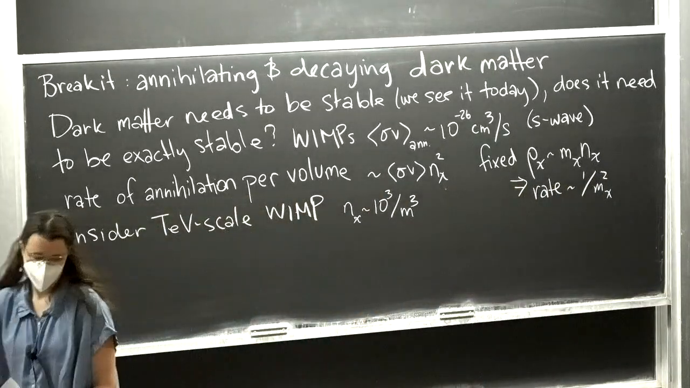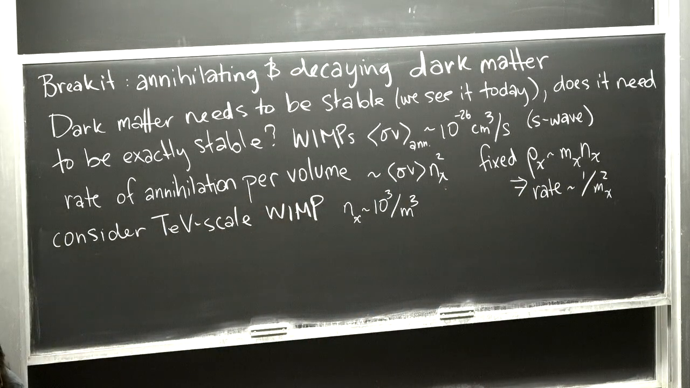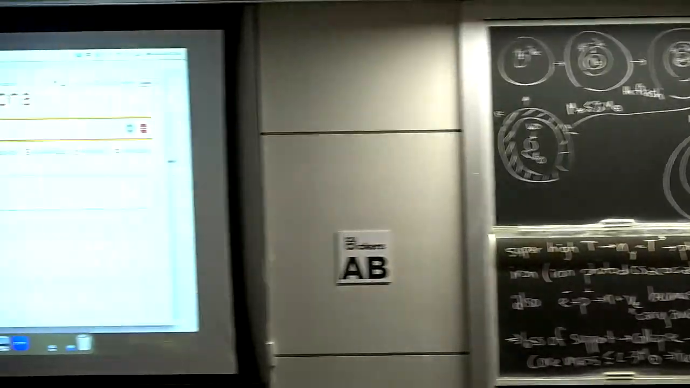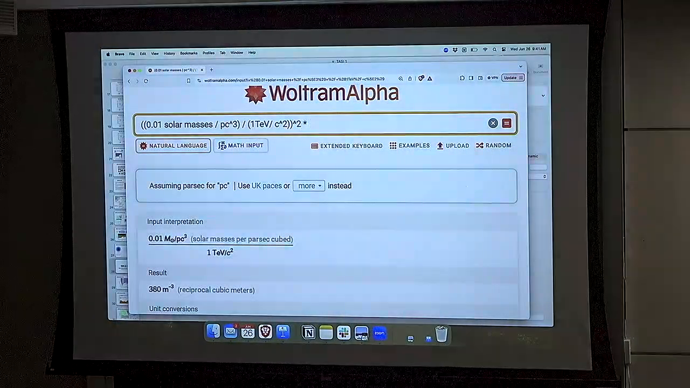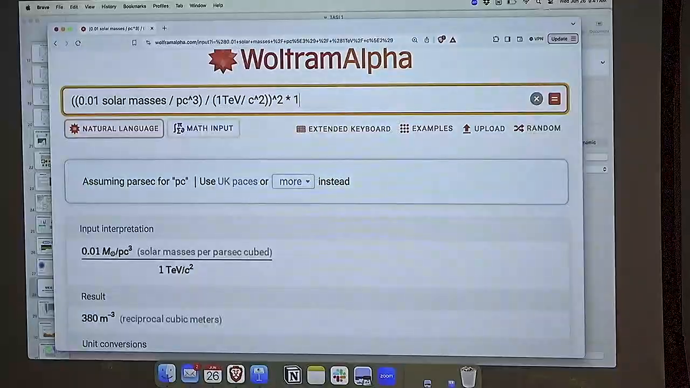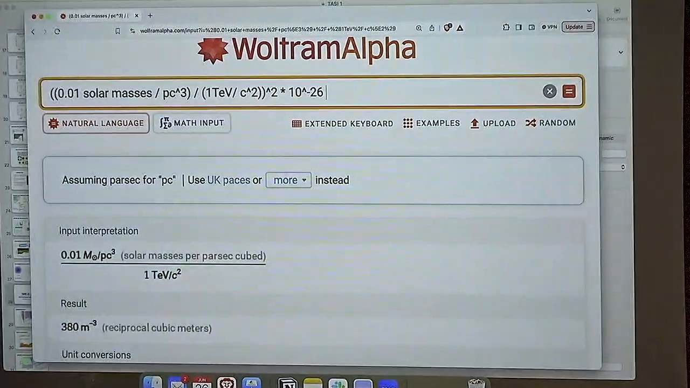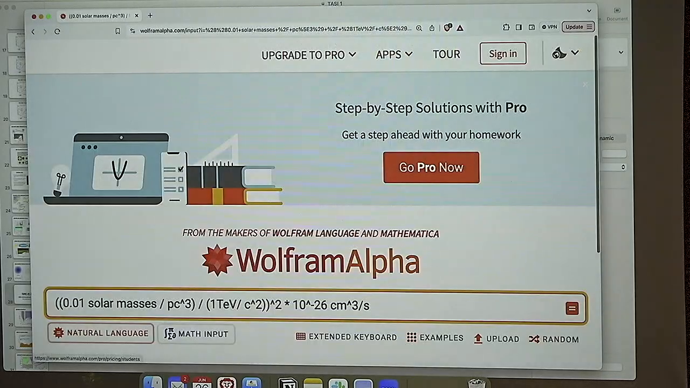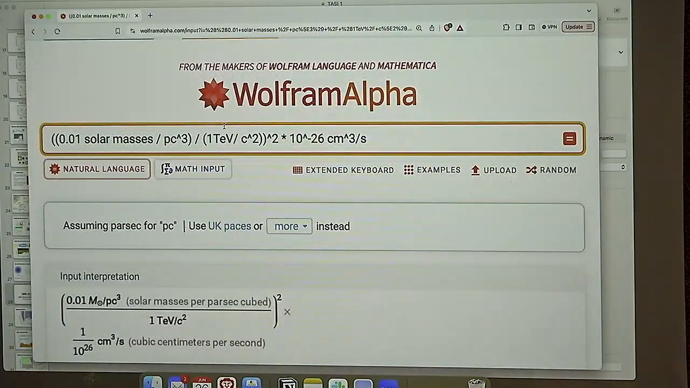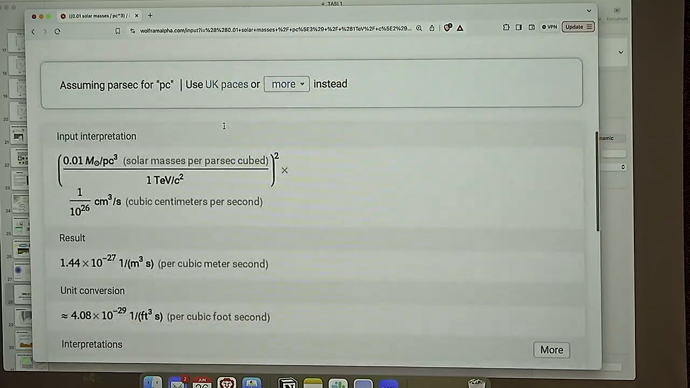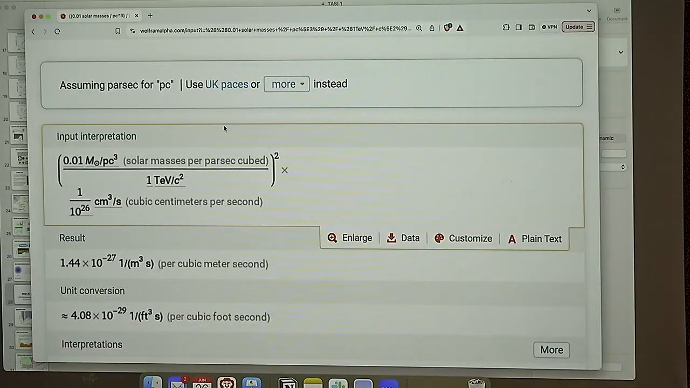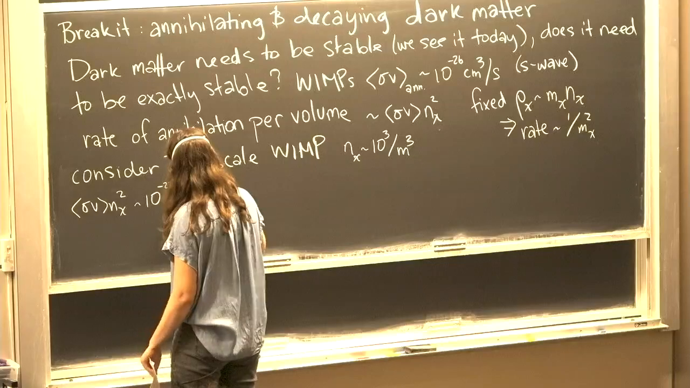So plugging that in, I'm going to square that, and I'm going to multiply it times the cross-section that Tian derived for you guys. So that's 10 to the minus 26 centimeters cubed per second. Yep, that agrees with what I have in my notes too. So that means that the rate per volume, sigma v n chi squared, is around 10 to the minus 27 per meter cubed second.